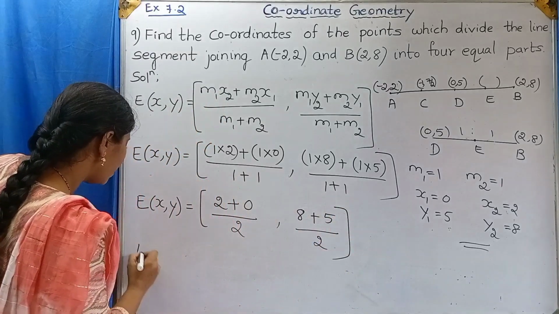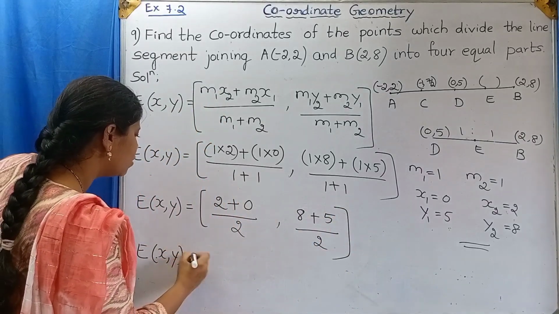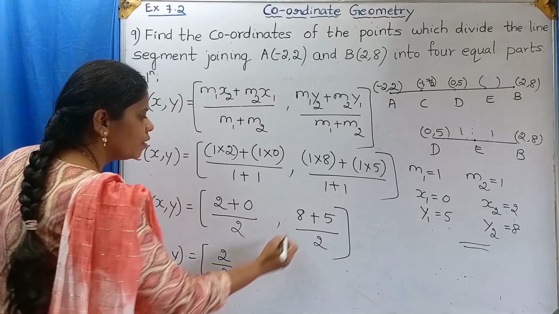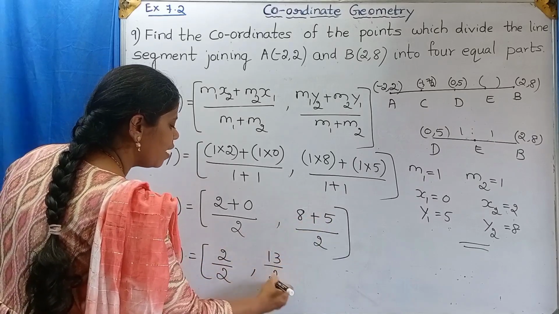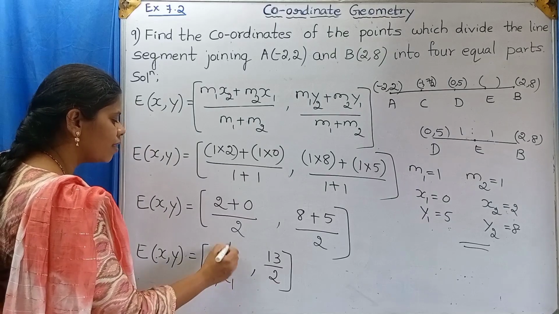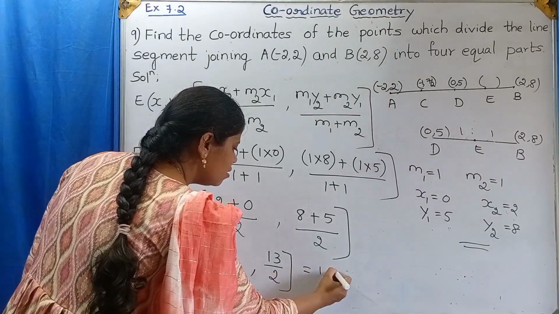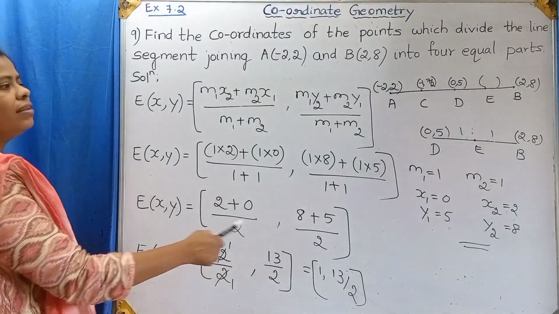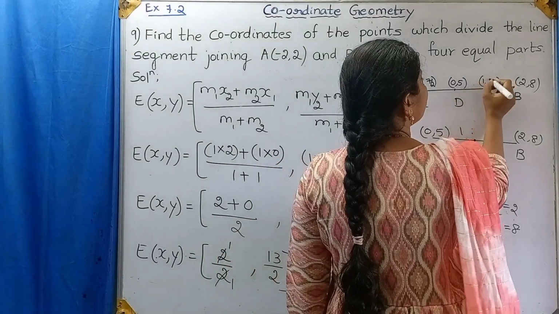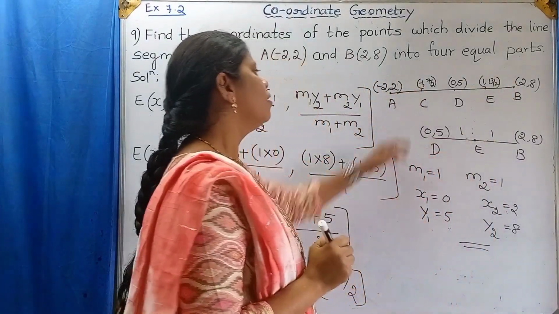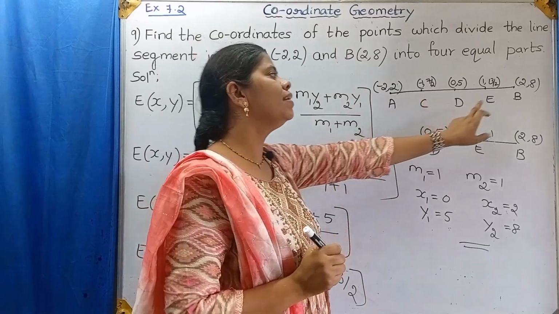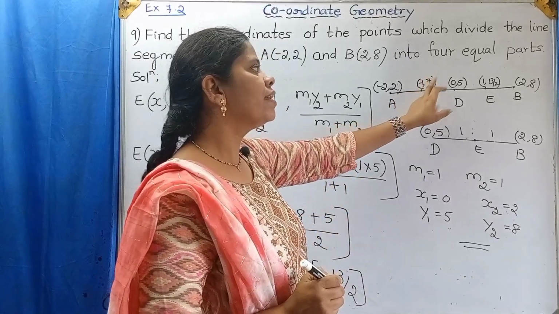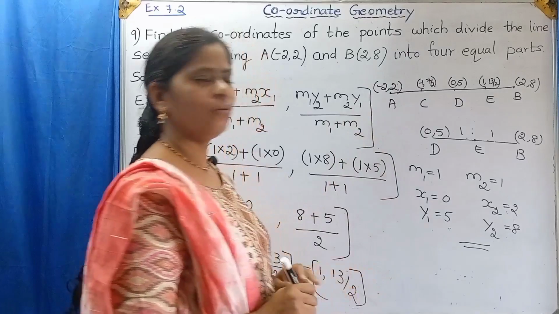E(x, y) is equal to 2 plus 0 is 2, 2 divided by 2, comma, 8 plus 5 is 13, 13 by 2. 2 ones are 2, therefore it is 1, comma, 13 by 2. The coordinate of the point E is (1, 13/2). Now we have found the coordinates of the points C, D and E by using the section formula, and you can check that you will get the same answer. Any one you can use.